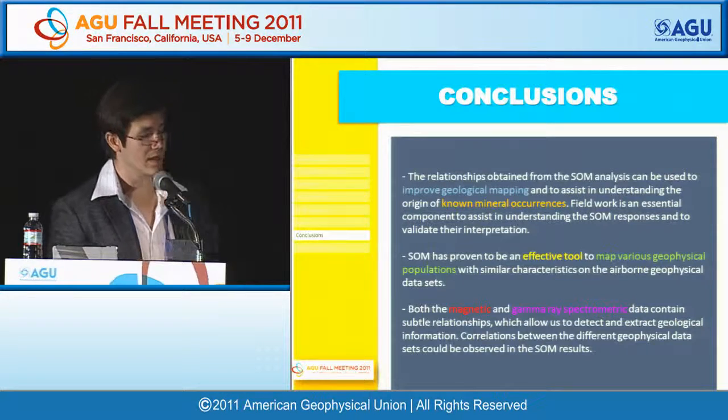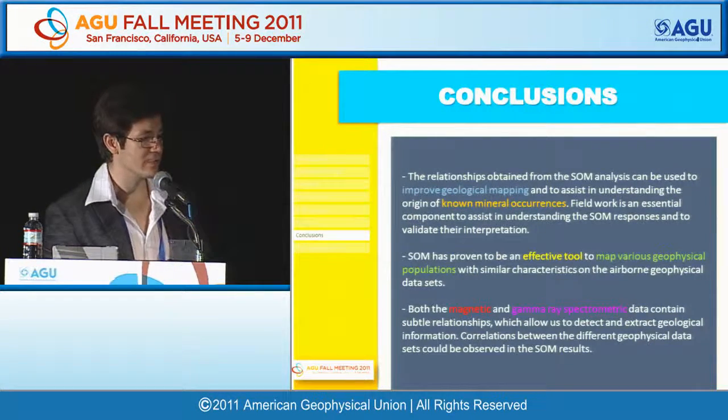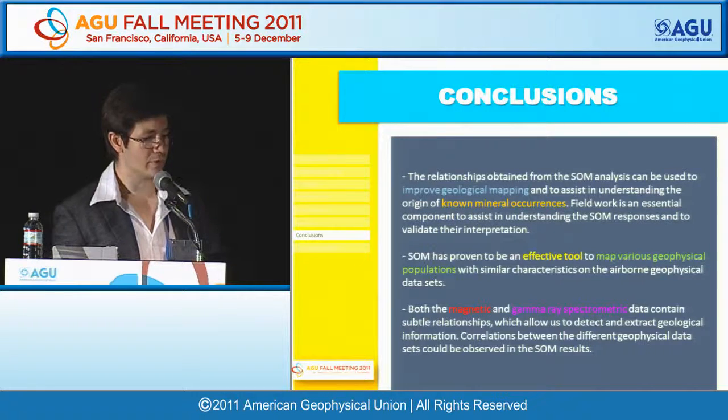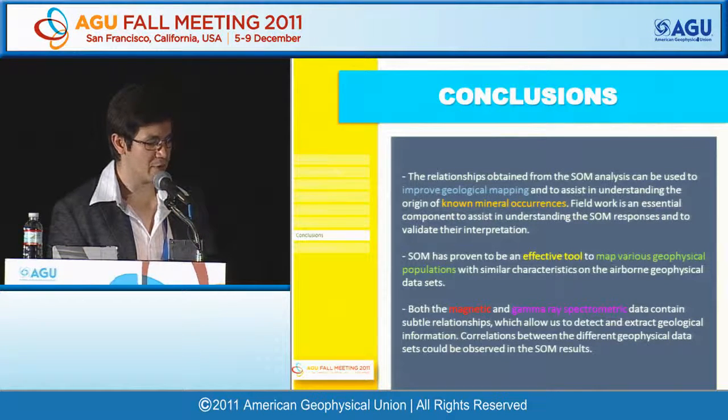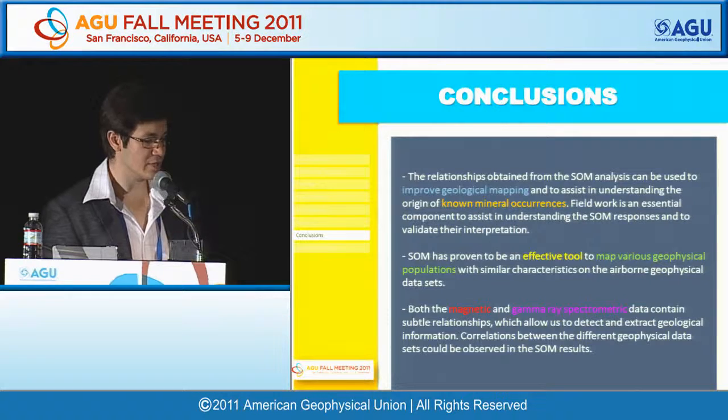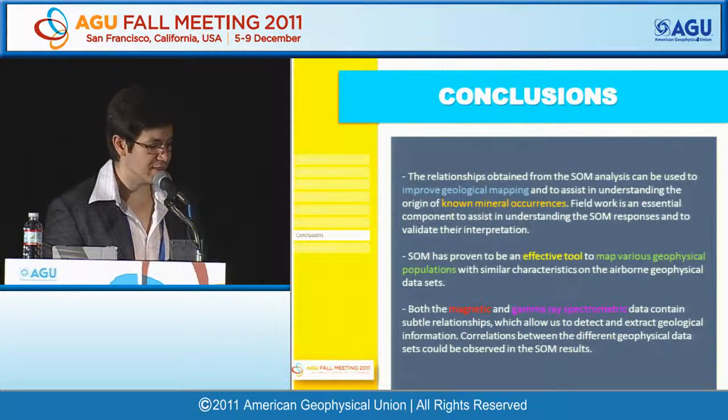So, as a conclusion, the relationships obtained from the SOM analysis can be used to improve geological mapping and to assist in understanding the origin of mineral occurrences. Field work is an essential component to assist in understanding the SOM response and to validate the interpretation. SOM has proven to be an effective tool to map various geophysical populations with similar characteristics in airborne geophysical datasets. Both the magnetic and gamma-ray spectrometric data contain subtle relationships, which allow us to detect and extract geological information. Correlation between the different geophysical datasets could be observed in the SOM results.